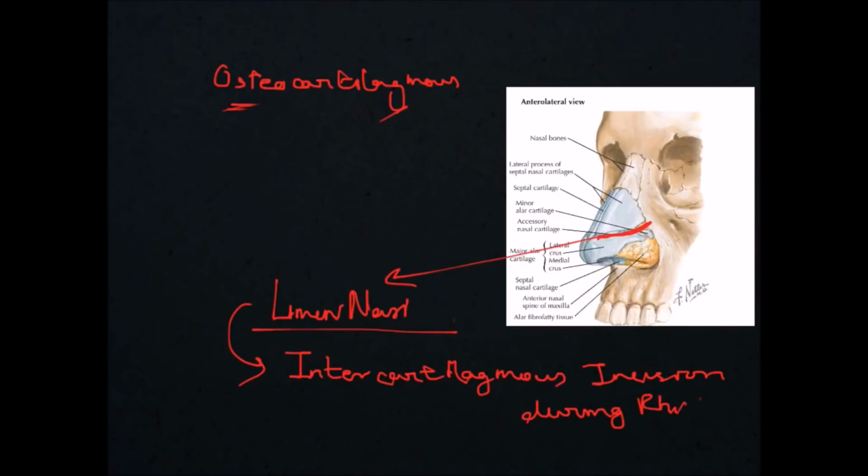This is an important question. During rhinoplasty, an intercartilaginous incision is given at the limen nasi, which is the junction between the upper lateral cartilage and the lower lateral cartilage.